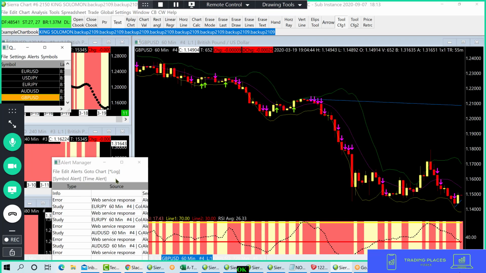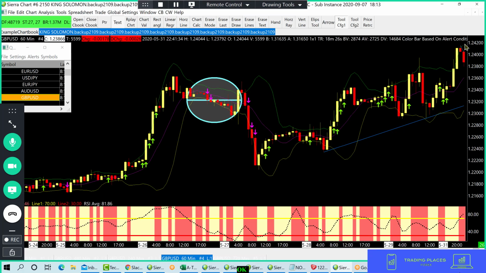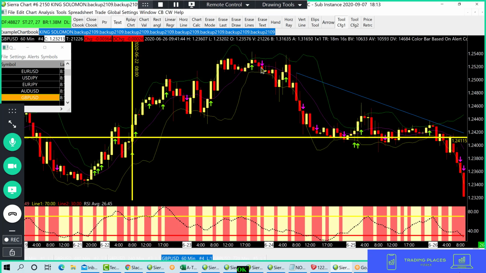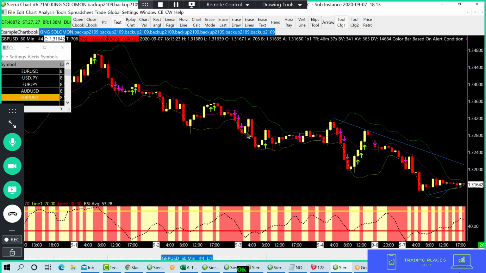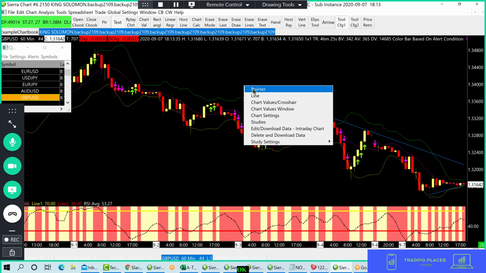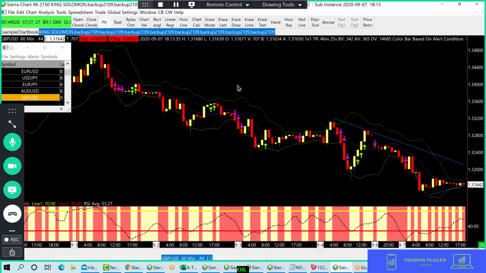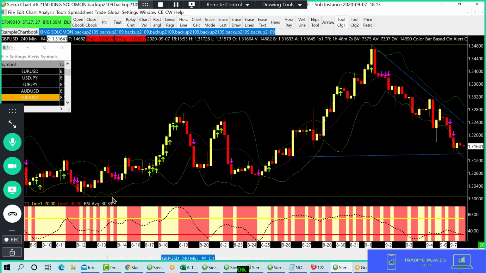Pound dollar. Let's take a look here. Let's look for the highest and the lowest. Where do we leave off? Right there. All right, let's go back to 60.